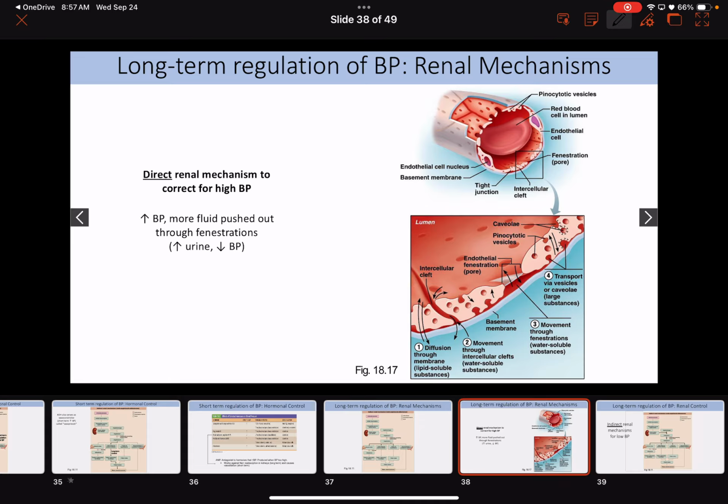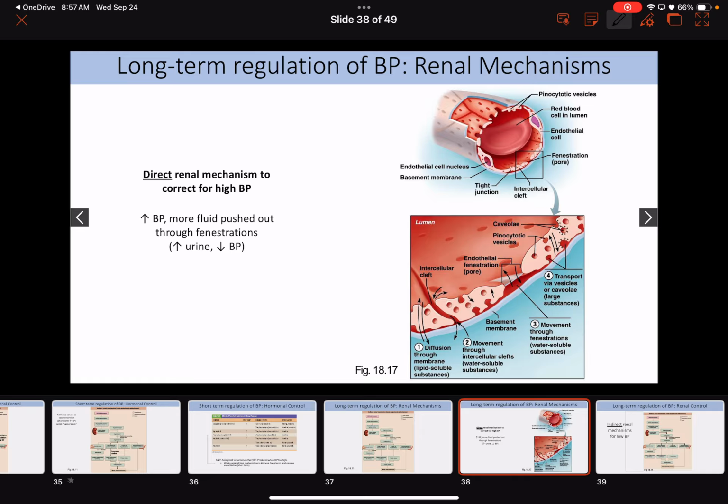Okay, this is only a local change. This is not going to change blood pressure body-wide. This just changes blood pressure at a local level, just for the kidneys itself. It's really important for kidneys to have regulated blood pressure so that urine is made at a normal pace, and we can get rid of the toxins that we need to get rid of.